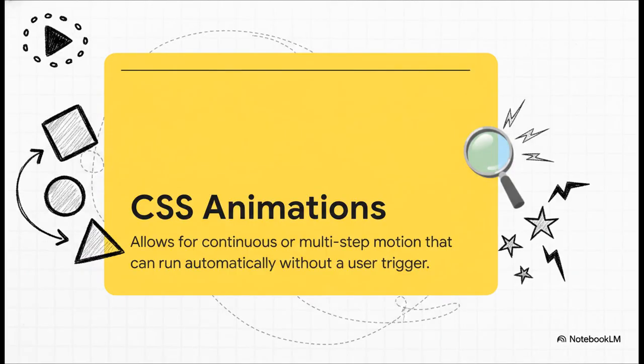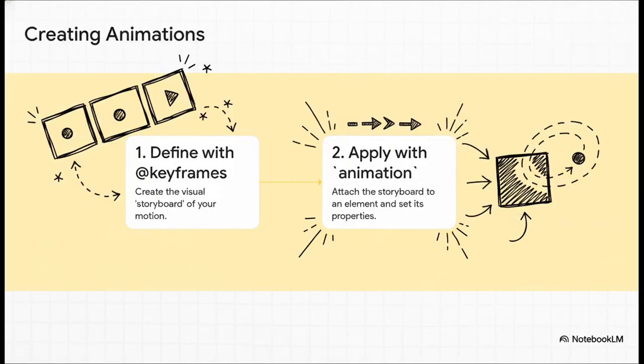So, if transitions are a simple dimmer switch, then animations are a full-on pre-programmed light show. They let you create these complex, multi-step sequences of motion that can run all by themselves, without anyone having to do anything, and they can even loop forever. And making one is basically a two-step dance.